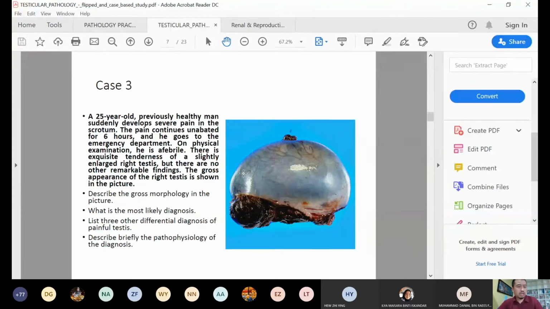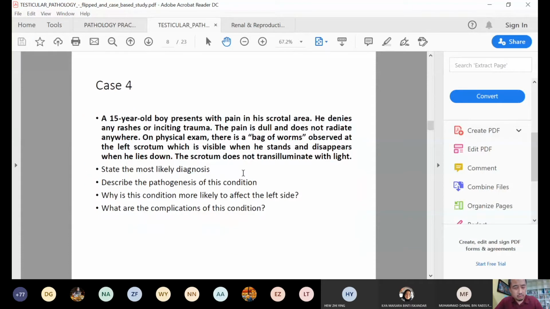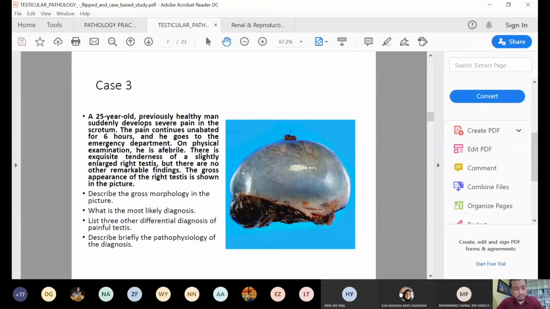So think of 3 other differential diagnoses of painful testes. Think of epididymitis, some neoplastic diseases, and also varicocele, which can also present with pain. Okay, so the pathophysiology, as we said just now, is twisting of the testis around its blood supply.